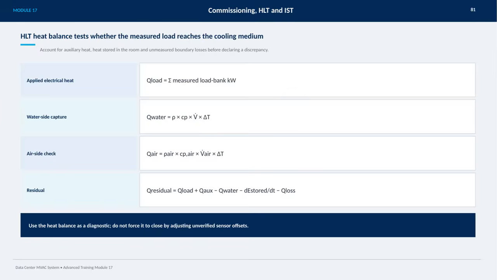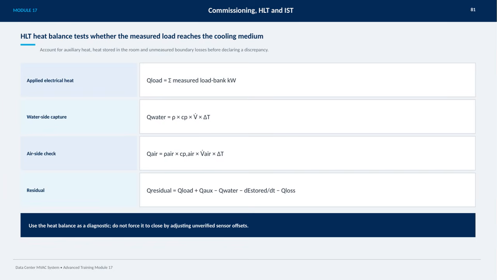In this slide, we focus on the HLT heat balance test, which checks whether the measured load actually reaches the cooling medium. It's important to first account for auxiliary heat sources, heat stored in the room, and any unmeasured boundary losses before we consider any discrepancies.